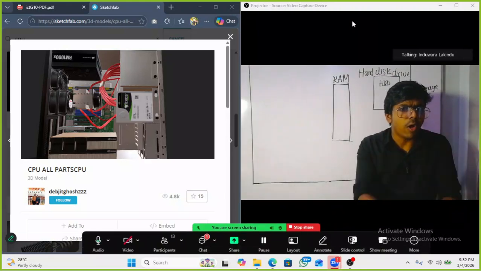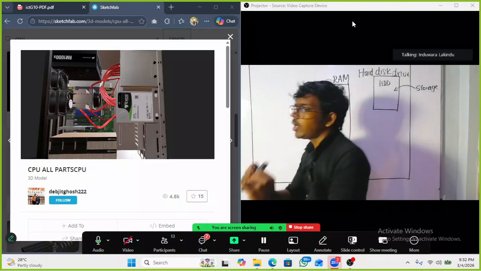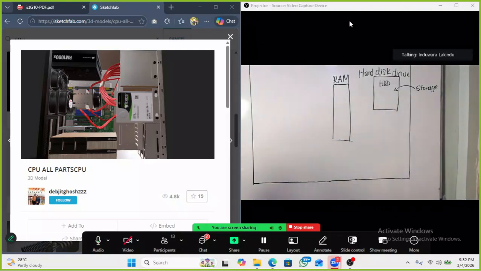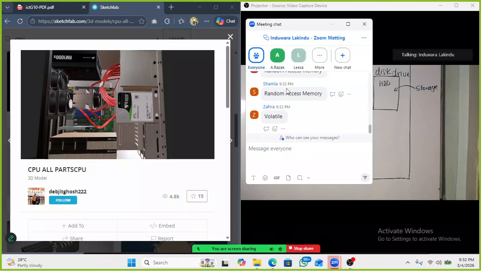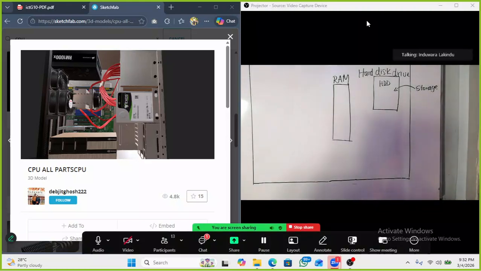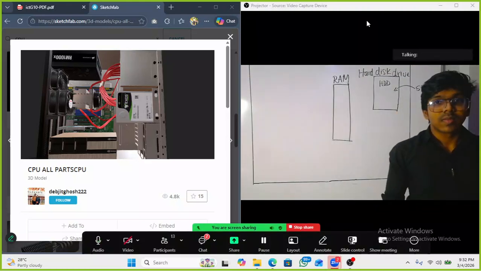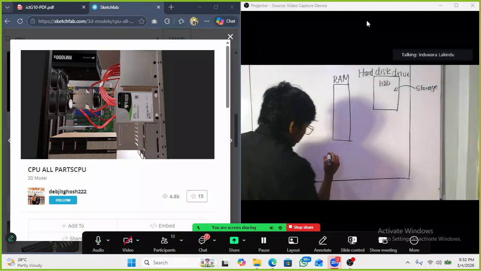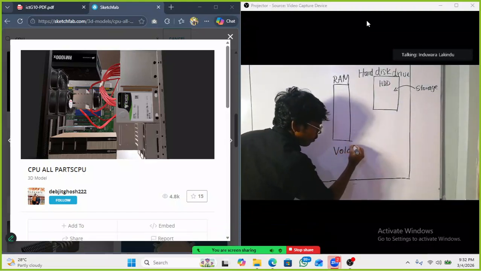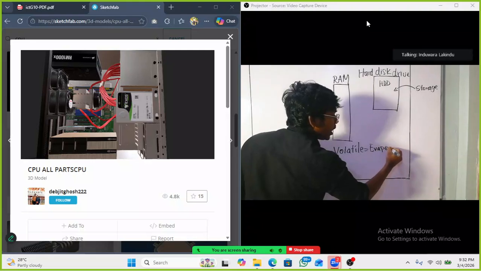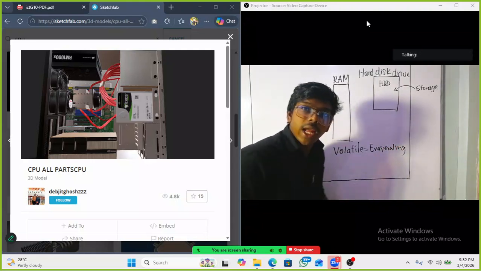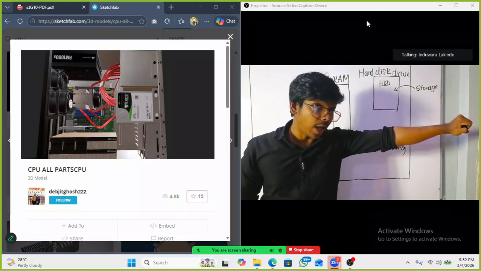Now tell me this correctly. Is RAM volatile or non-volatile? Volatile. Volatile in the sense of what? Very good, Rasak. Volatile means what? Okay, this is the easy way to memorize this. Volatile equals like evaporating. Evaporating means data is vanishing when the power is unplugged.